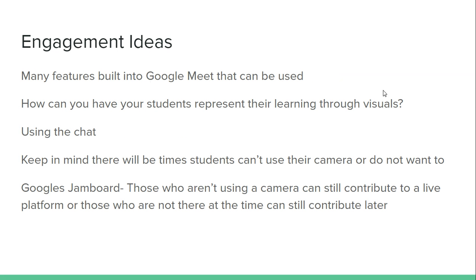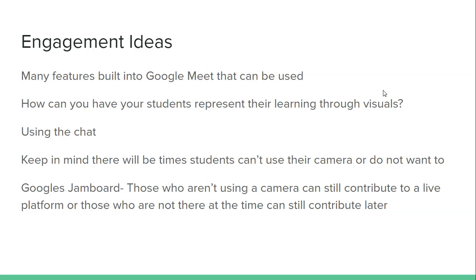We want to keep them engaged with what we're talking about. There are some engagement ideas that you can use with your students. Many features that are built into Google Meet can be used and will help keep your kids engaged during your live meetings you have with them. Think about how can you have your students represent their learning through visuals. Think of what they can do with pictures and images while in a live meeting to represent their learning. Use the chat feature. This won't be available, obviously, if kids are not attending the live meeting, but those who are attending can use the chat feature to stay engaged.